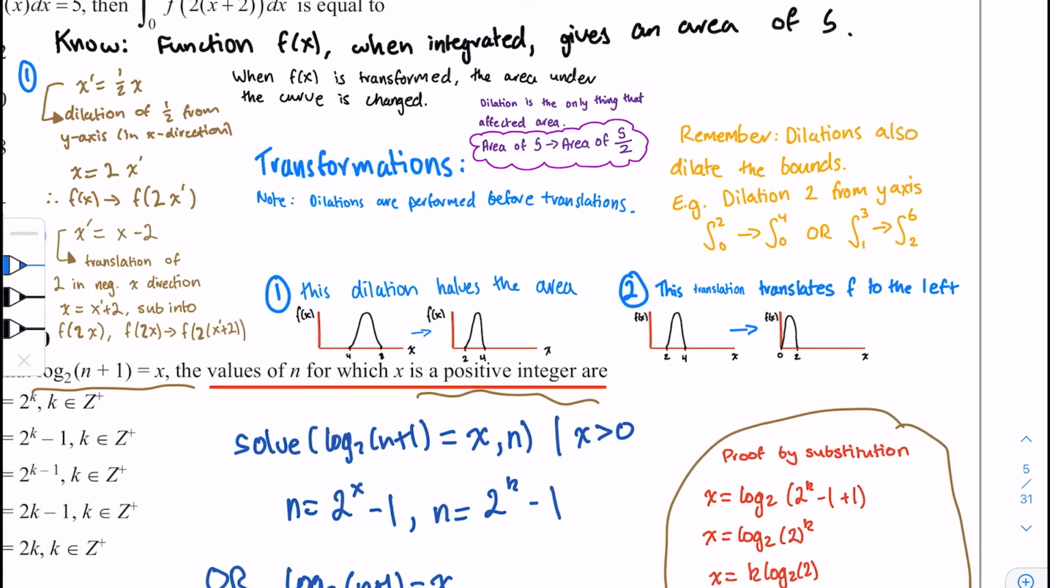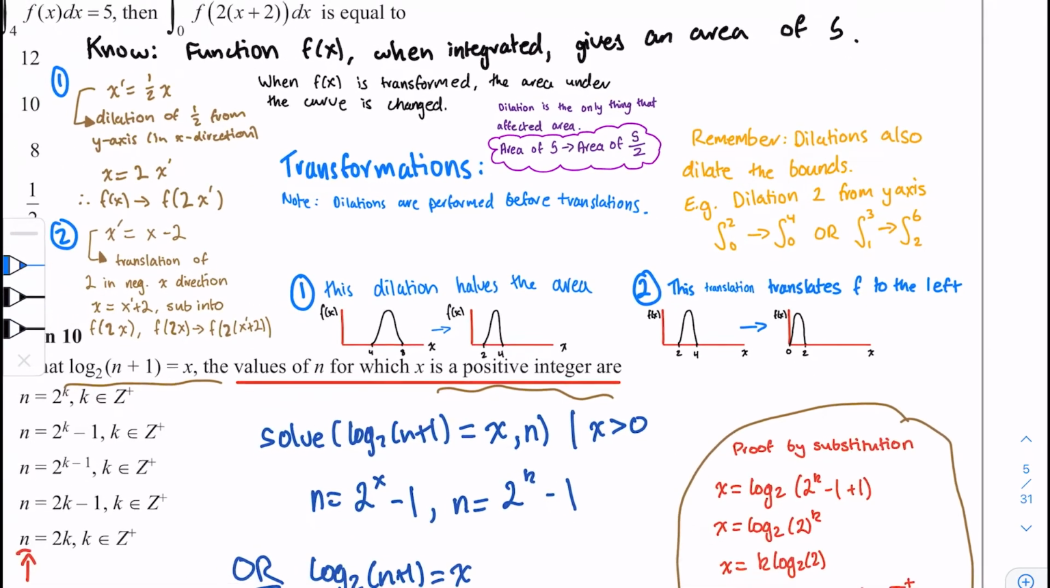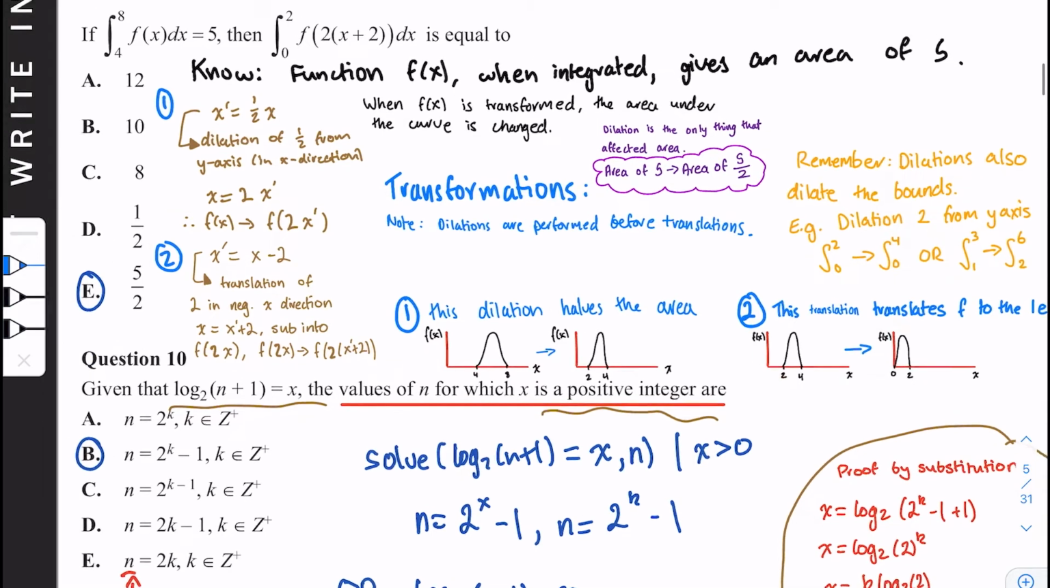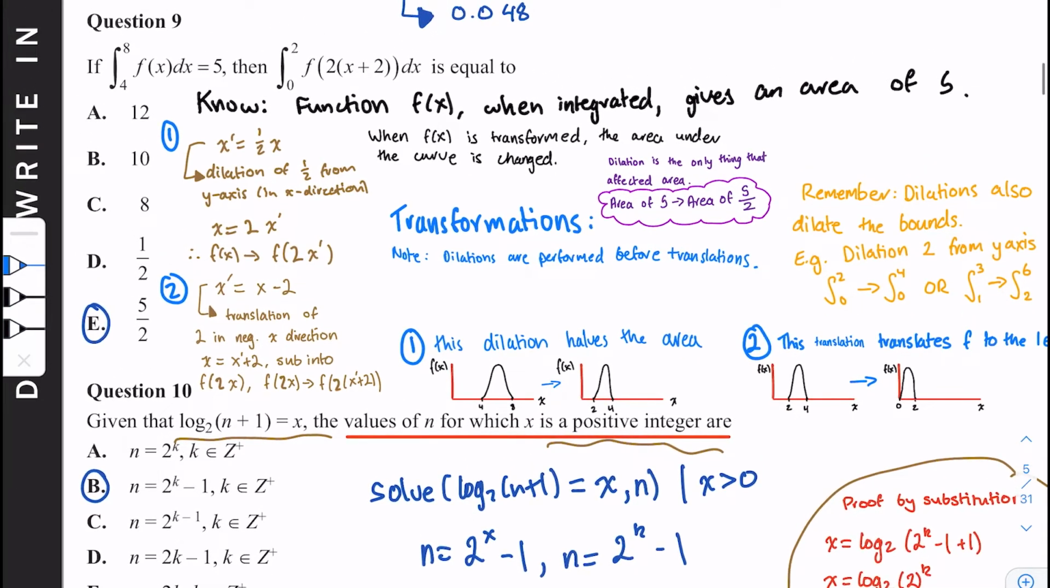So all that's actually changing the area, which is what they want, is the dilation that's halving the area. So the area is just halved. It's equal to 5 on 2, which is E.